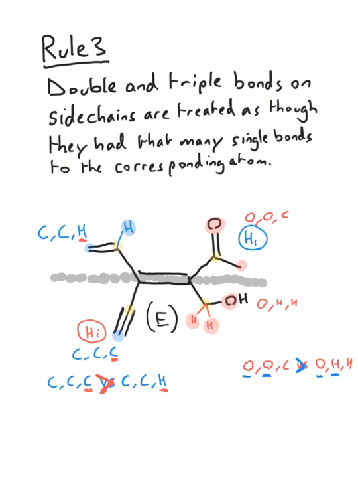I would like to point out that it is not necessarily the number of bonds, it is still the atomic number. So a triple bond to carbon is still going to be less than a single bond to oxygen when it comes to priority. So time to practice. What is the name of this molecule, and include the stereochemistry. You may pause now, and here is the answer.